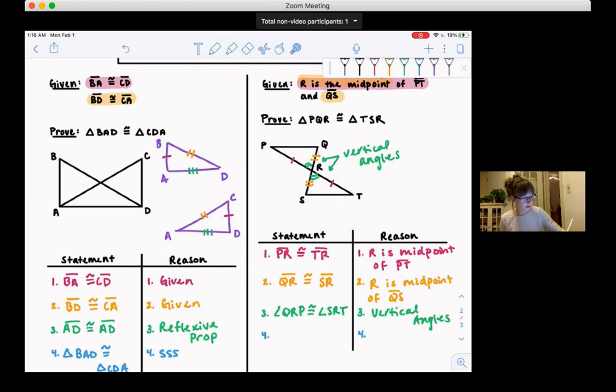Now we have two sides matching up and a pair of angles matching, and the angle is between the two sides. You can see that the green angle is between the pink side and the yellow side. So that means these two triangles are congruent by the side-angle-side theorem. So we can write our conclusion: triangle PQR is congruent to triangle TSR by side-angle-side. All right, so that's what triangle congruence proofs look like.